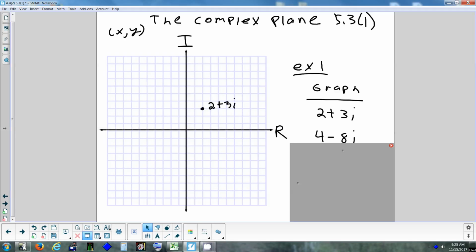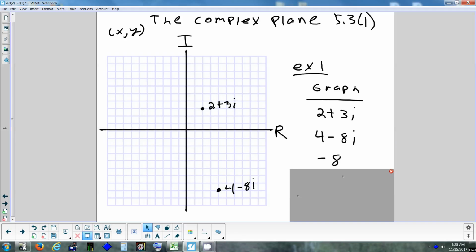Let's try 4 minus 8i. Alex, could you tell me on the real axis first how many units? 4. And then which way? To the right. 4 to the right. And then in the imaginary axis, how many units and which way? 8 down. So 4 right, 8 down. Right there. So that's 4 minus 8i.